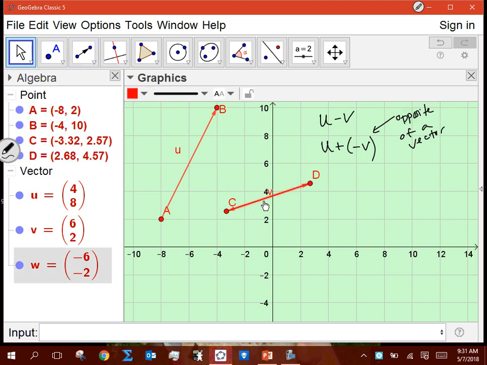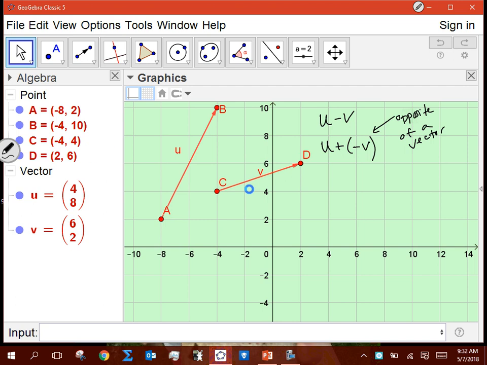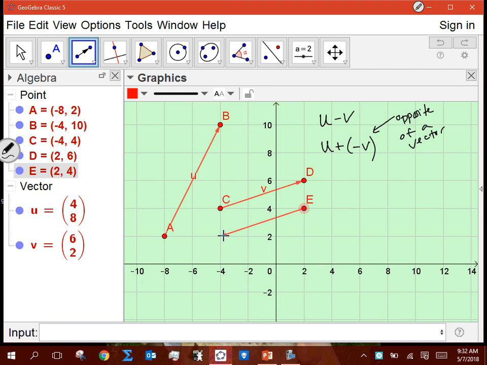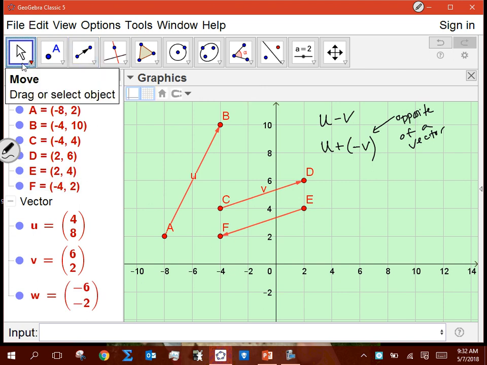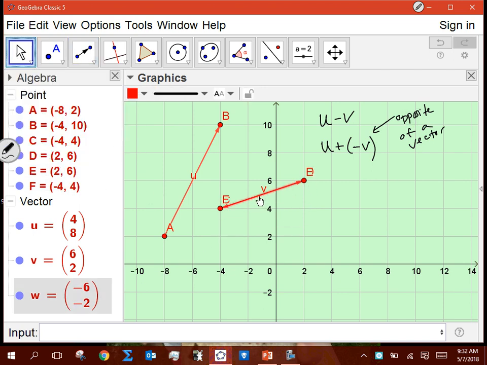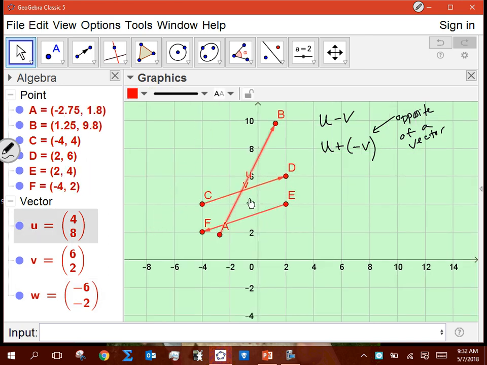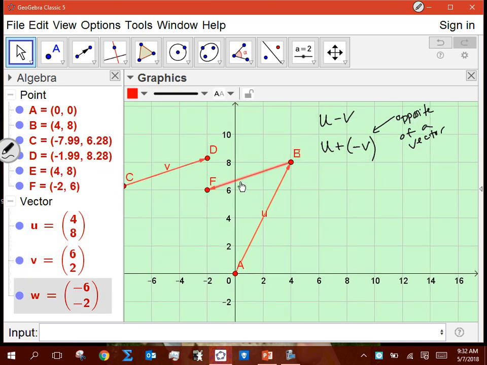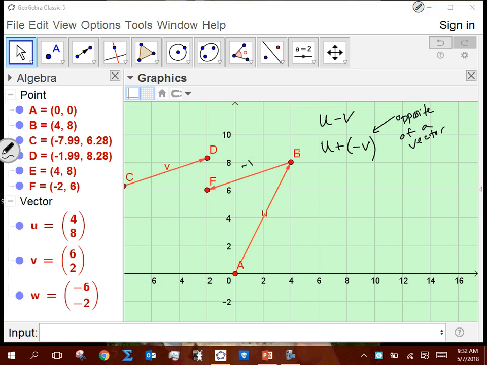Okay, so now that didn't work the way I want it to either. Let me do this. All right, so this would be the opposite of V, right? The same length, but moving in a different direction. So then I go U, okay, and I add to it the opposite of V. So that's the opposite of V.